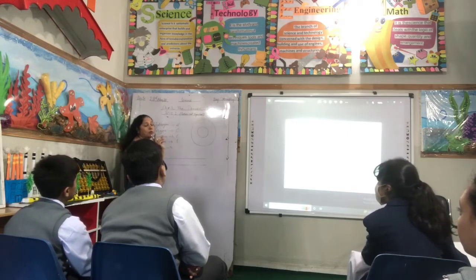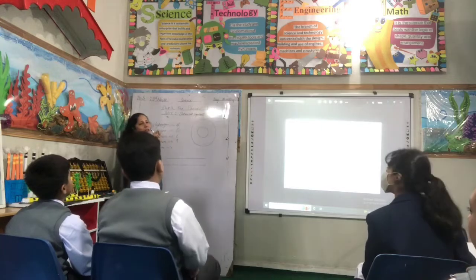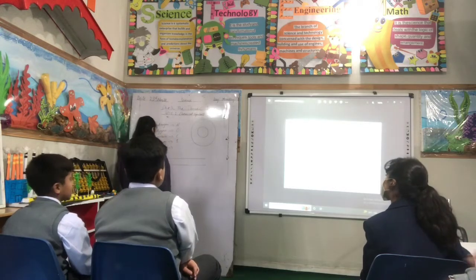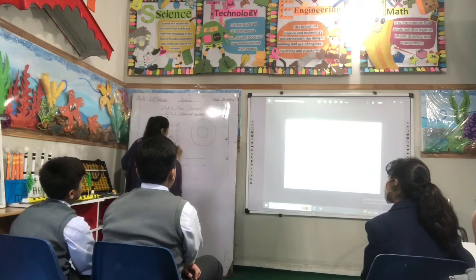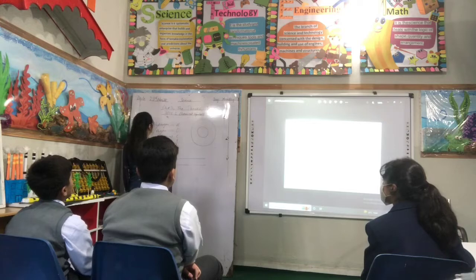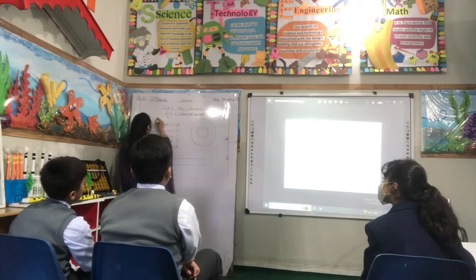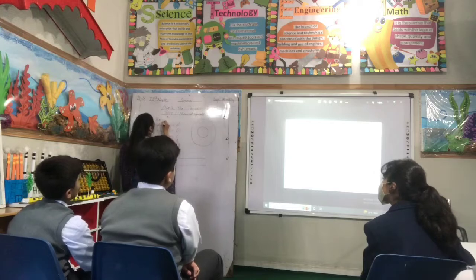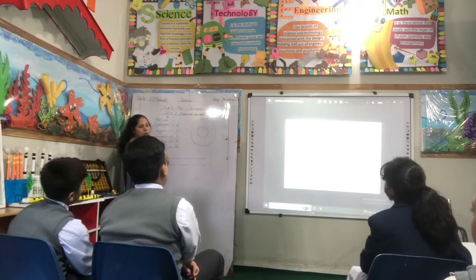So we will take C, and the second letter also. We will take two letters, so the symbol of calcium will be Ca. Fine. Let's take another example: elements starting with H. Chlorine? Helium. Helium is also starting with H. Hydrogen is also starting with H.